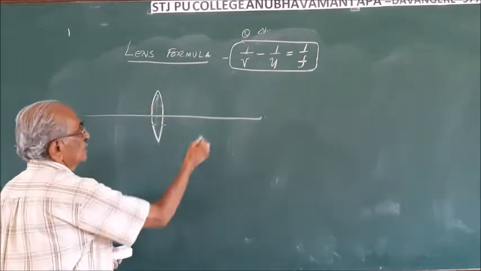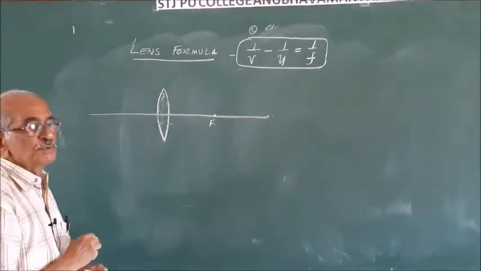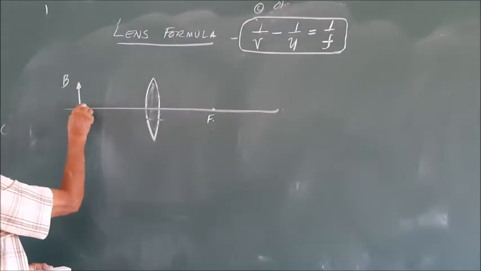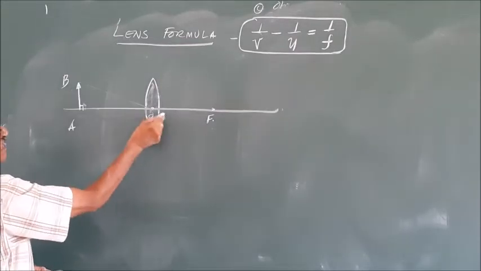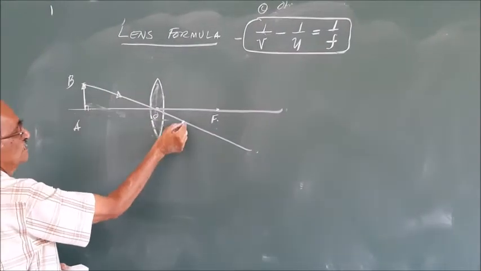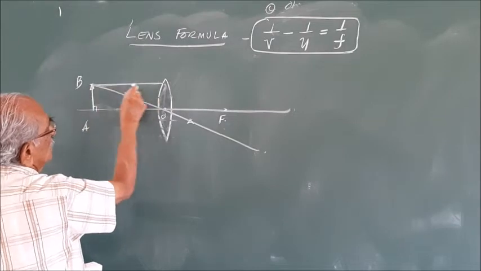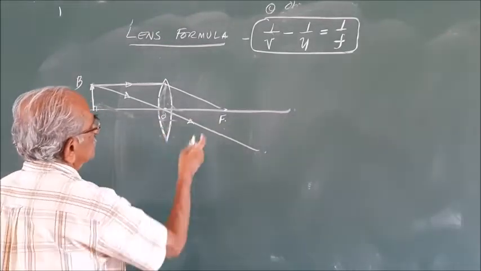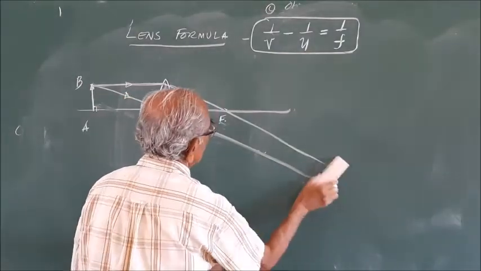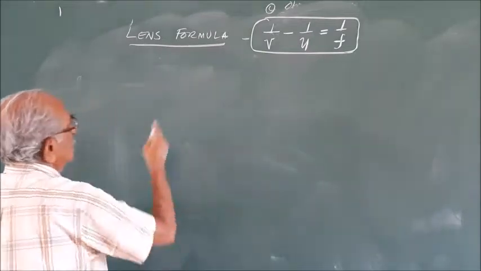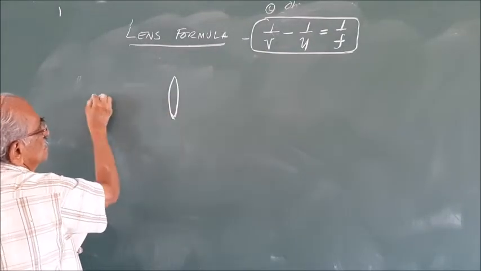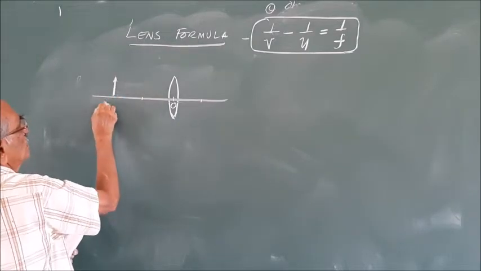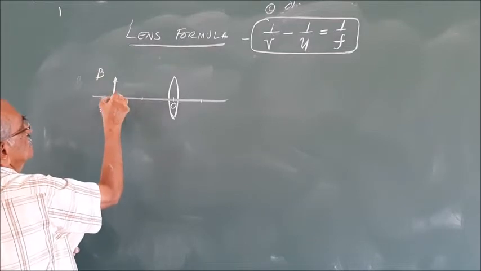Now, principal focus. I keep an extended object, AB, at right angles to the principal axis. A ray passing through optic center goes undeviated. A ray traveling parallel to the axis goes through F. Optic center, focus, object AB at right angles, like this.